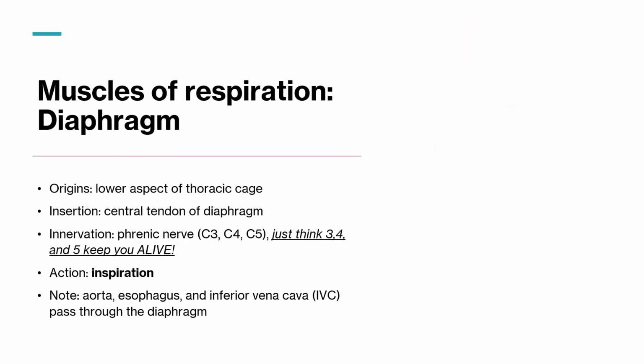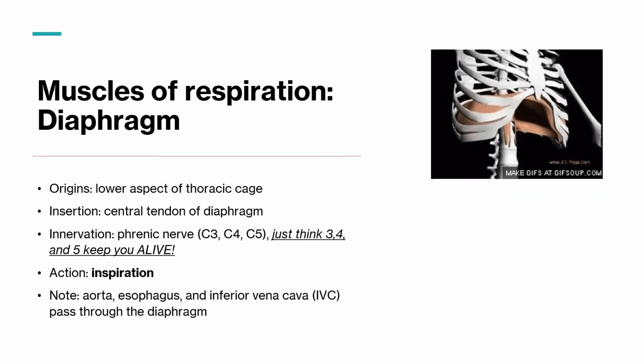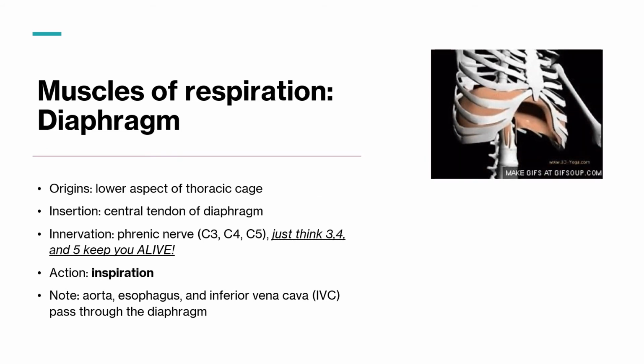Anyway, muscles of respiration, diaphragm. So the diaphragm originates on the lower aspects of the thoracic cage, and it inserts via a central tendon of the diaphragm. It's innervated by the phrenic nerve, which consists of nerve roots from cervical nerves 3, 4, and 5. So just think 3, 4, and 5 keep you alive. That's a good way to remember the innervation to the diaphragm.